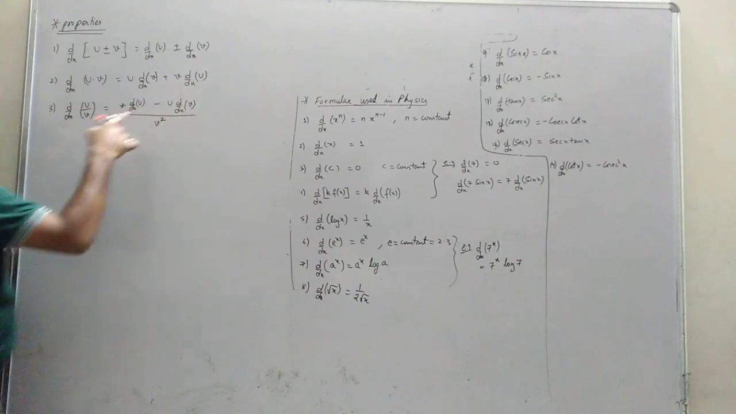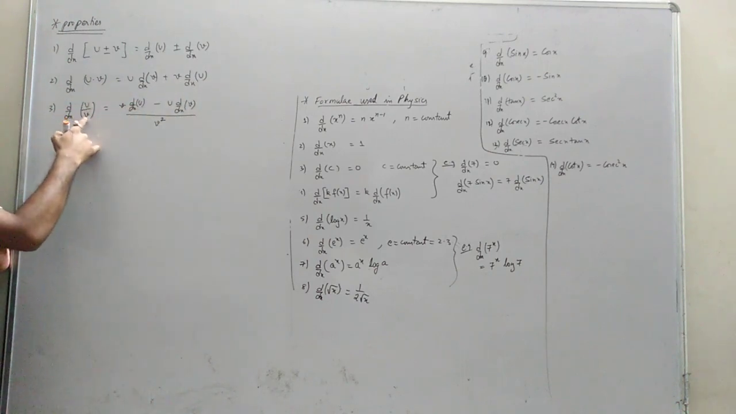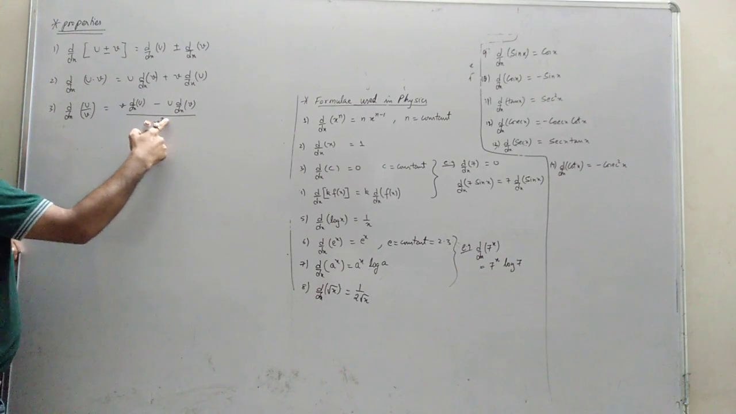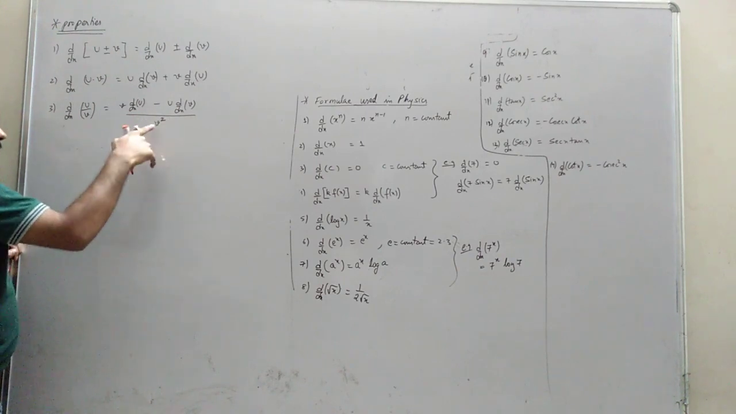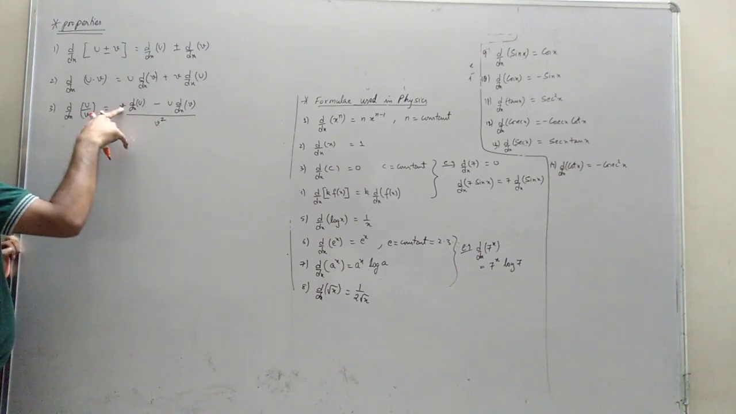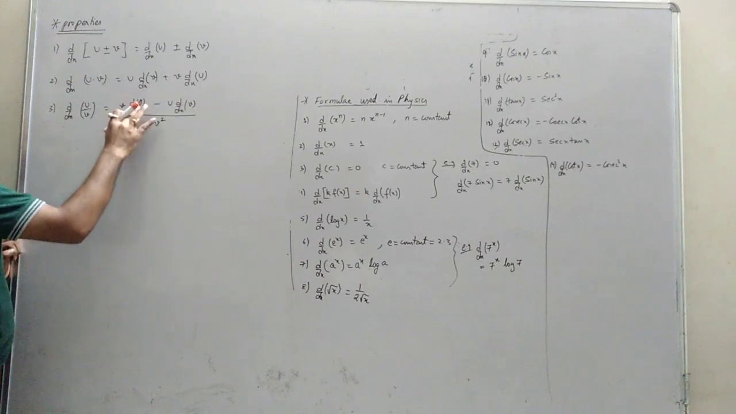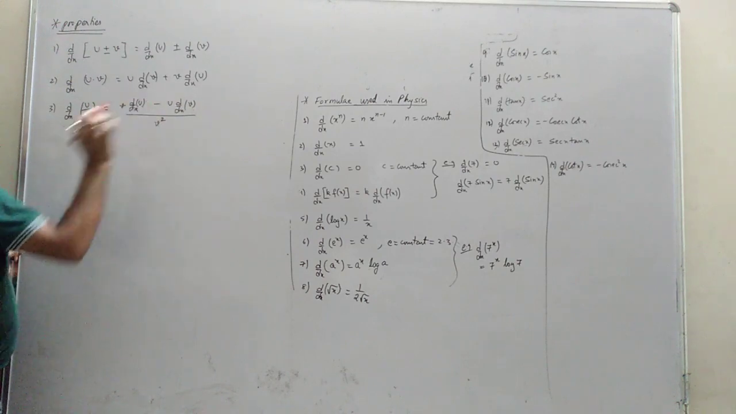Okay. Now similarly, differentiation of something by something, that is, numerator by denominator. So how to read this formula? Differentiation of numerator by denominator is equal to denominator square in the denominator, and in the numerator, denominator into differentiation of numerator minus numerator into differentiation of denominator.